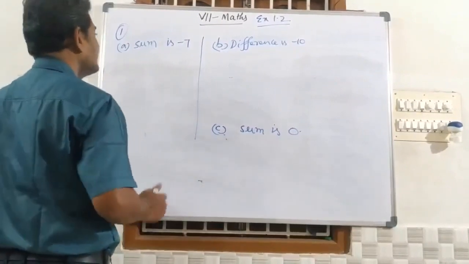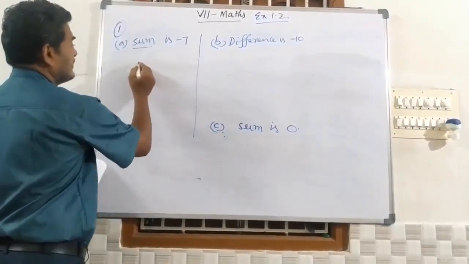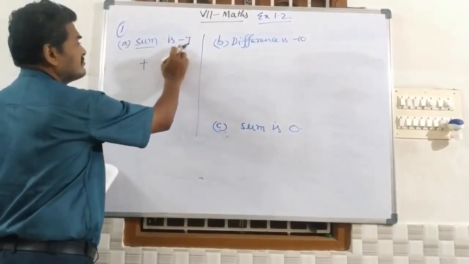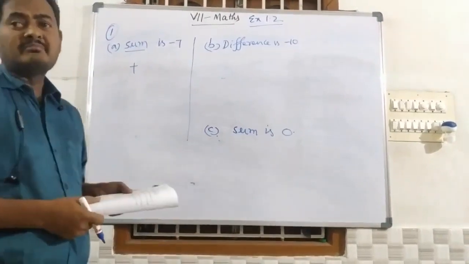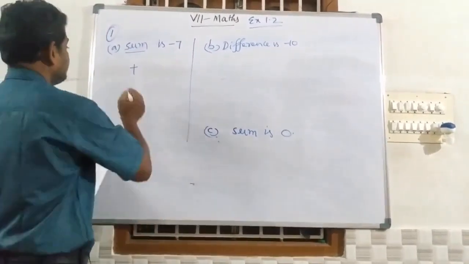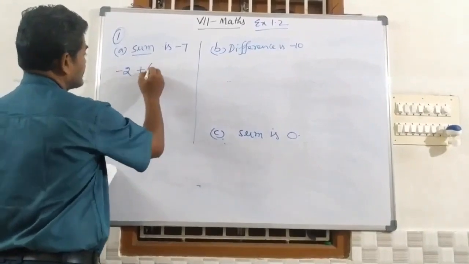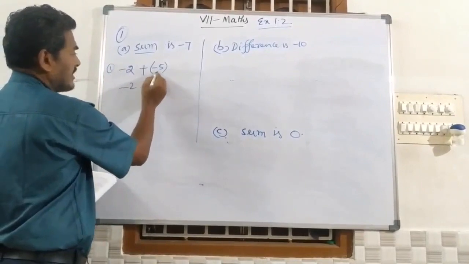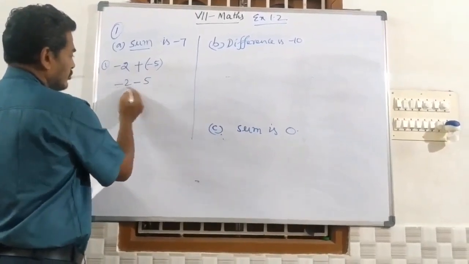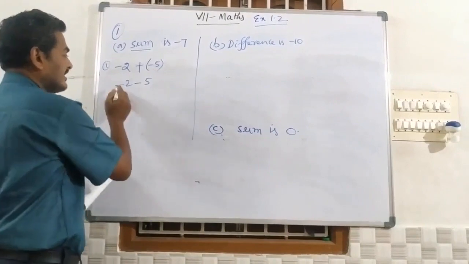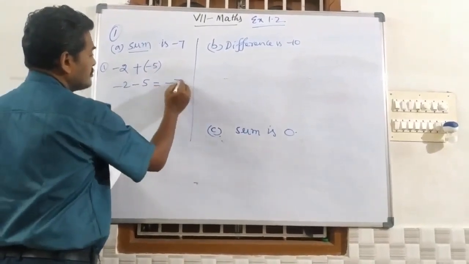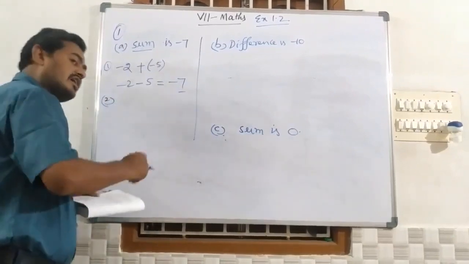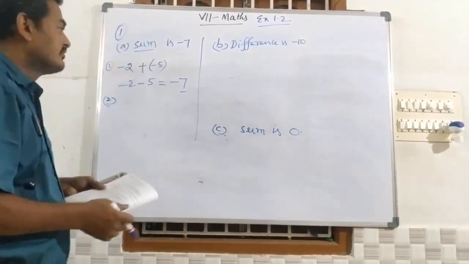The sum of two integers is minus 7. Sum means we add. If we add the two integers, what result do we want? We want minus 7. If we take minus 2 plus of minus 5, minus 2 plus into minus, minus 5. Both have the same symbols, so we can add. Minus 5 minus 2 is minus 7. So the sum is minus 7.